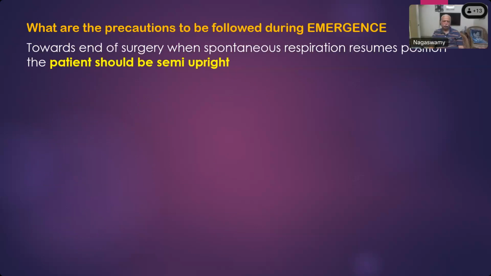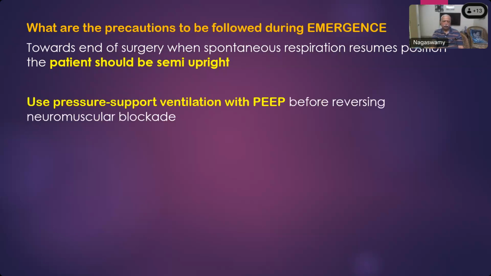Why is this important? Why should you keep the patient semi-upright? What will you gain by keeping this patient in the head up tilt position? I think it can prevent the decrease in FRC, sir. Basal atelectasis and decrease in FRC can be to some extent reduced. Okay, so that the diaphragm will go down and patient will have a better excursion or expansion of the lower bases of the lung. Otherwise, they may develop basal atelectasis. And use pressure support ventilation with PEEP before reversing neuromuscular blockade.